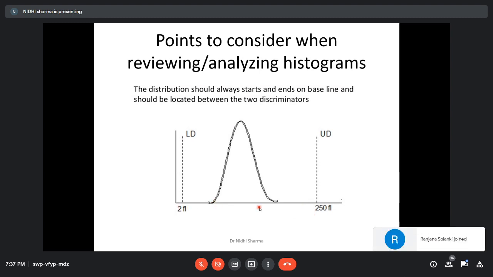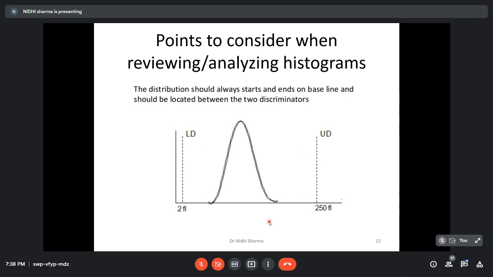I have used my x-axis to depict the size, and I have used my y-axis to depict the number of cells that I'm going to count within this size range. Now this lower discriminator and upper discriminator are clearly flexible. I can move it around from 2 to say 30, I can move it from 2 to say 5, and similarly the upper discriminator can be moved around. So when I look at any histogram, these are the first two points that I'm going to check: where are my lower and upper discriminators lying, which are defining my population of interest.